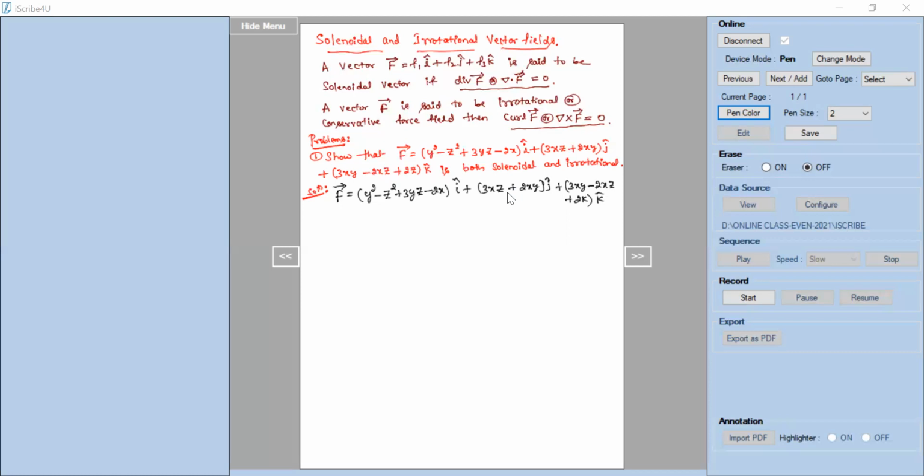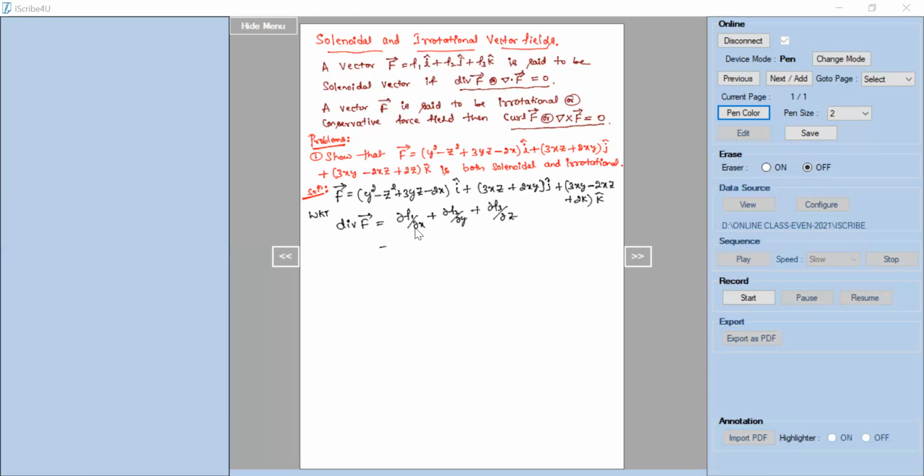First I'll calculate the divergence of this vector. Divergence of a vector is given by the formula dou f1 by dou x plus dou f2 by dou y plus dou f3 by dou z, where f1, f2, f3 are the components of i, j and k. So f1 stands for the coefficient of i, f2 the j term, and f3 the k term. According to this formula, you have to differentiate f1 partially with respect to x.